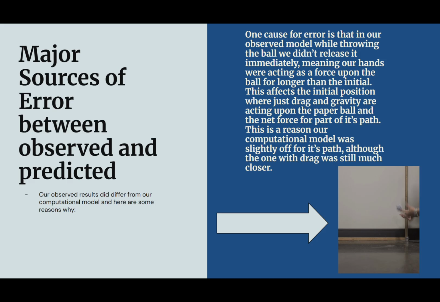One cause for error is that in the observed model, while throwing the ball, we didn't release it immediately, meaning our hands were acting as a force upon the ball for longer than the initial. As you can see, I've included a photo when the ball finally left our hands, and you can see that we lifted it quite far. This affects the initial position where just drag and gravity are acting upon the paper ball, and the net force for part of its path. This is a reason our computational model was slightly off for its path, although the one with drag was still much closer.